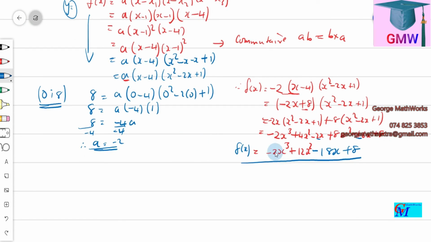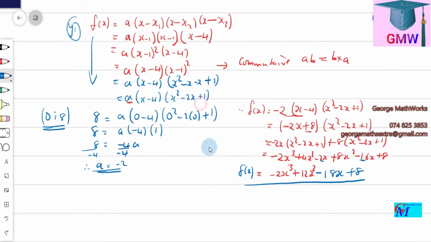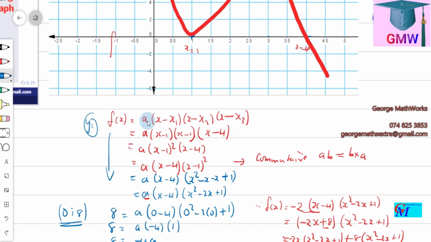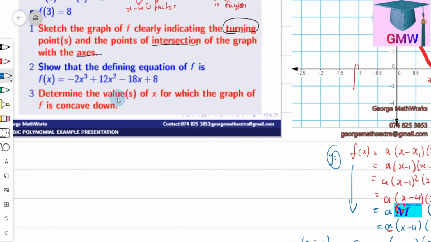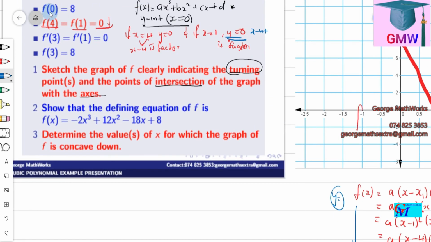To those who watched the previous video, I did not introduce a like I did today, and I explained that reason. The guide here is that this question said show that. So we already know that our a is not 1. Our a here in this case is minus 2. So we needed to find that a, and we used one of the points that is given in the question. We know that when x is 0, y is equal to 8. We used that point and substituted. It helped us.